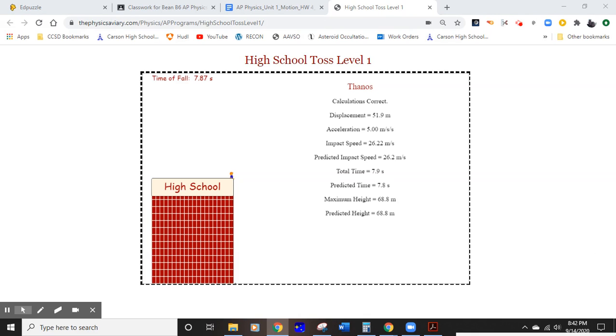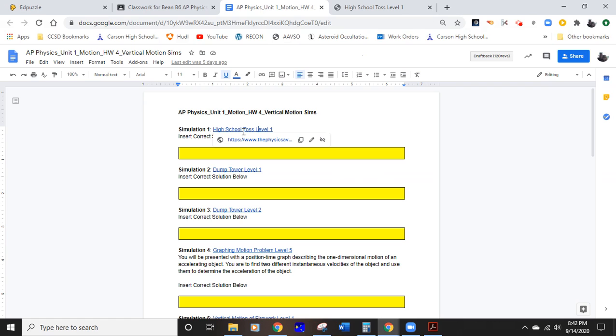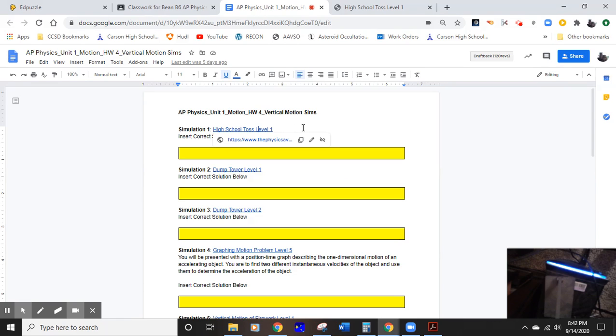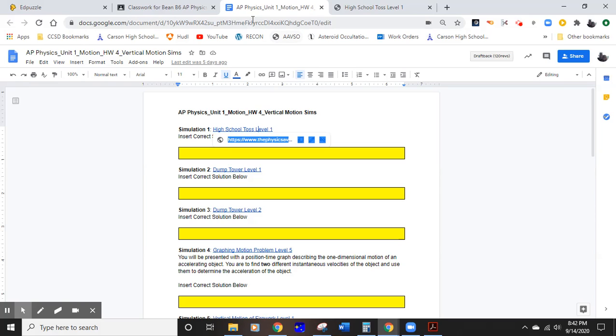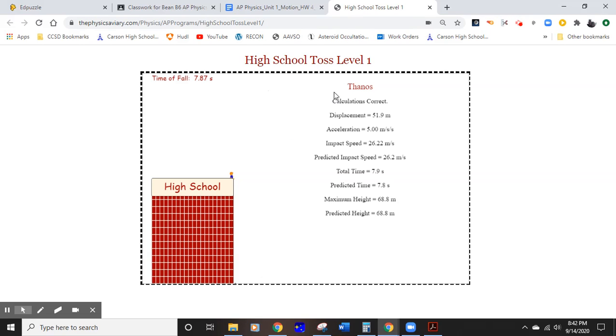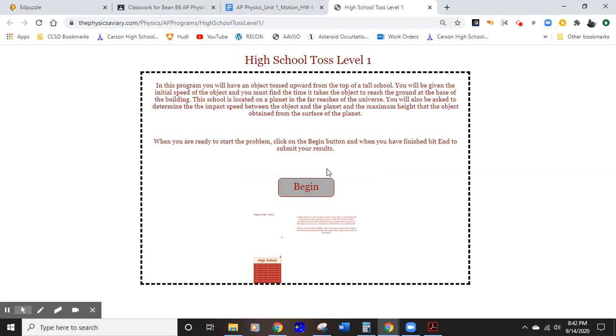So let me slide this over here and let's see what we've got going on. We'll go over here and do high school toss level 1. I'm not sure why we have this over here, so let's get rid of this. Now we'll click on this link here, and this comes up. It looks like Thanos already did it, so it can be done. Let's refresh this and see how we might approach this problem.